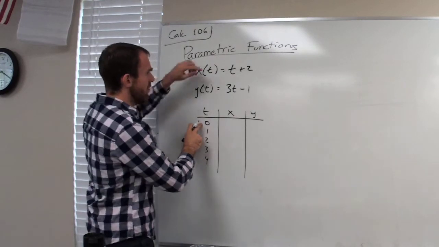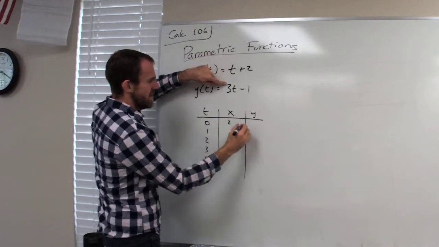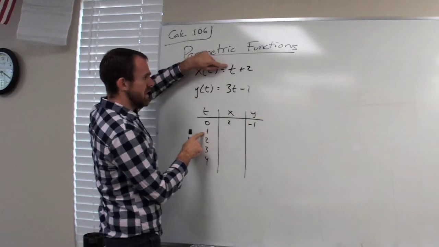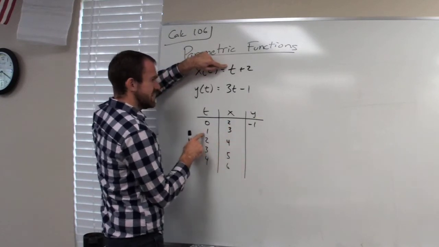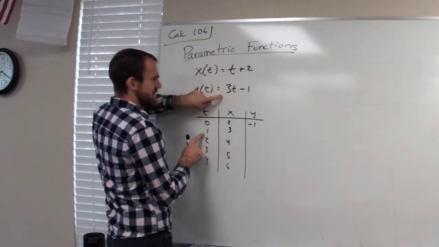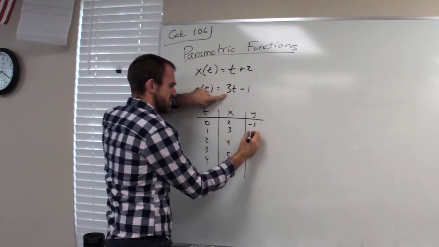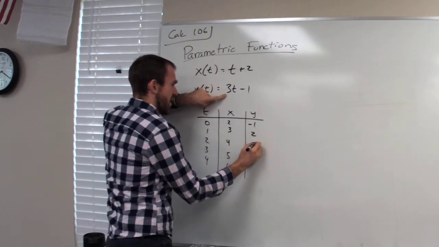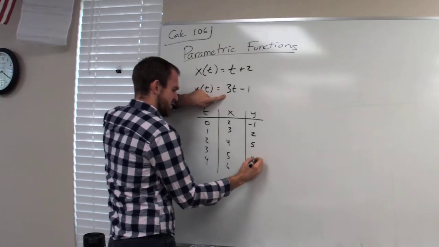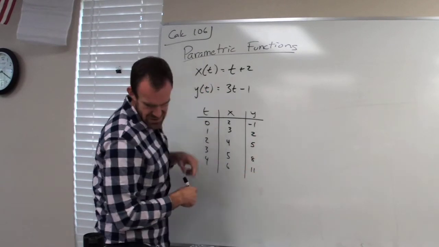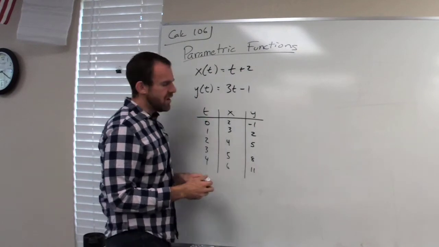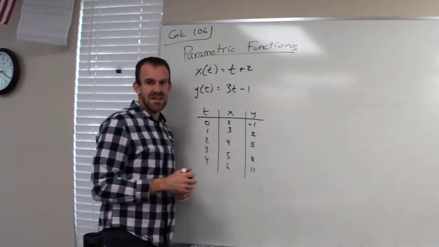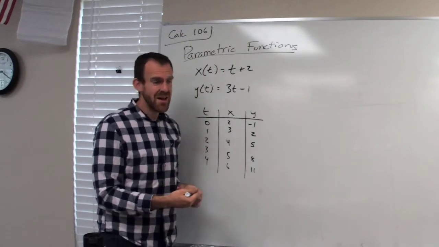So if t is 0, x is 2, y is negative 1. If t is 1, x is 3, 4, 5, and 6. That's easy. For y, when t is 1, I have 3 minus 1, which is 2. Then I have 5. Then I have 8. And then I have 11. Your book included negative t's as well, just in case it isn't time.